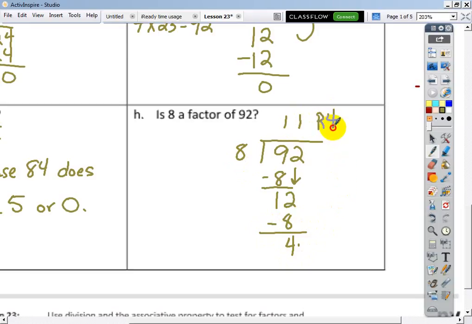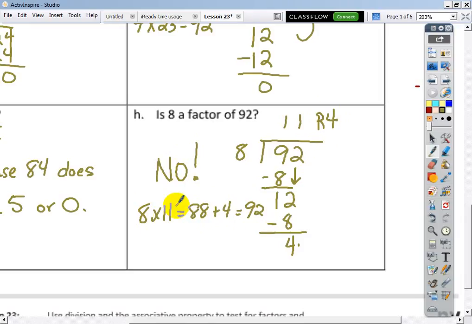Remainder 4. So, is 8 a factor of 92? No. Not an even one. Because 8 times 11 equals 88 plus 4 equals the 92. You're going to have to do the remainder. We have to take the remainder and stick it in there. So no, it doesn't work. No.